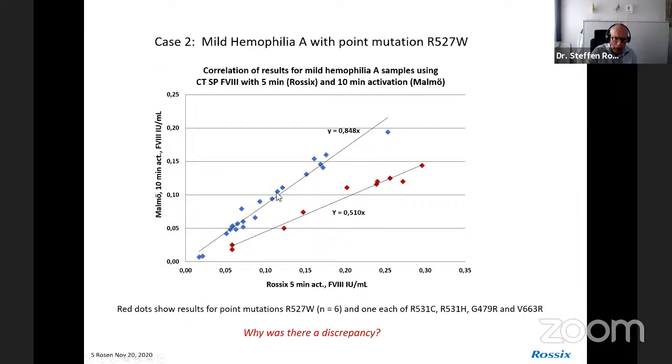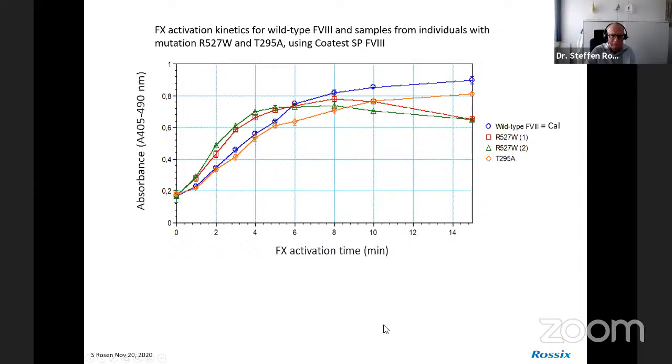And you can see that, in general, the samples had a good agreement between the labs. There were 10 samples, 6 of which carried the arginine tryptophan mutation, with about 2-fold higher values obtained in our lab. And why was there a discrepancy? We were, of course, very curious, so we investigated the factor 8A half-life.